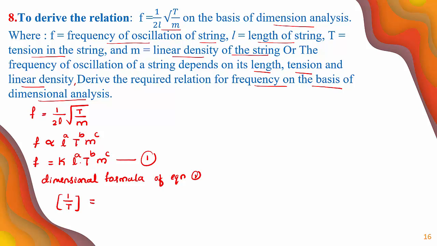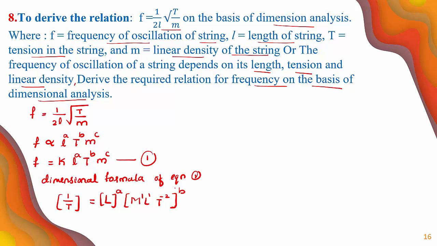L raised to A. L indicates length. So capital L raised to A. Then T indicates tension in the string. Tension is equivalent to force. Remember, what is the dimensional formula for force? M raised to 1, L raised to 1, T raised to minus 2, all raised to B.